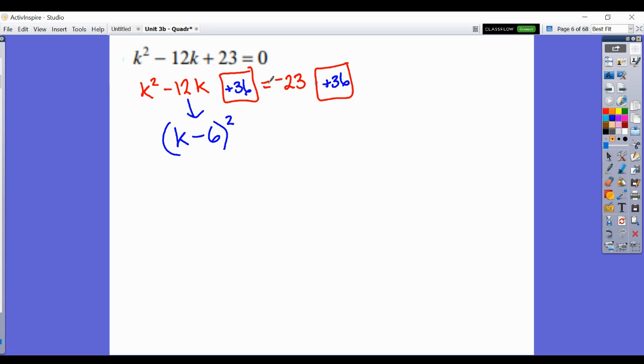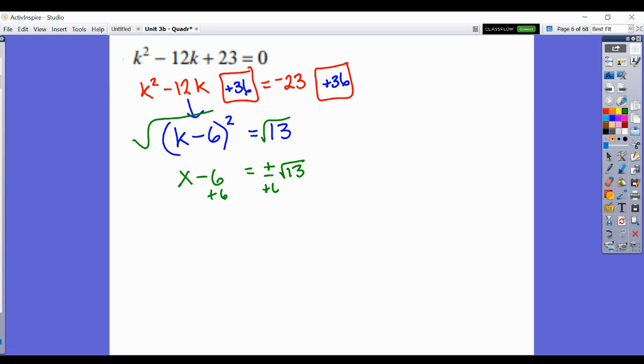Don't forget to write these on both sides, though, because a lot of times people forget on this side, and then you don't get the right answer. All right, negative 23 plus 36 is 13. I already factored this as I did it, so now I'm ready to go ahead and square root both sides. Now this time, the square root of 13 is not a perfect square, so we just get to leave it as the square root of 13.